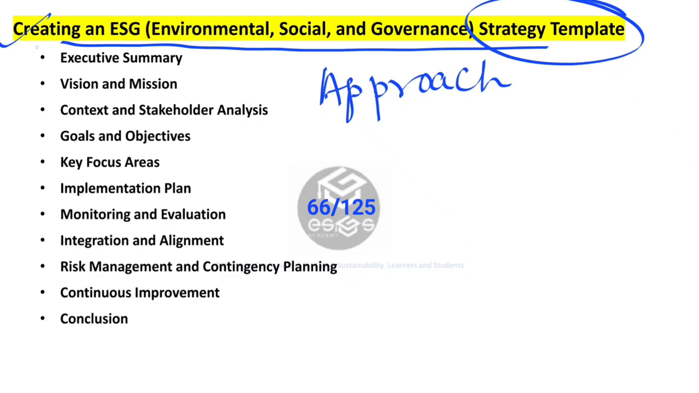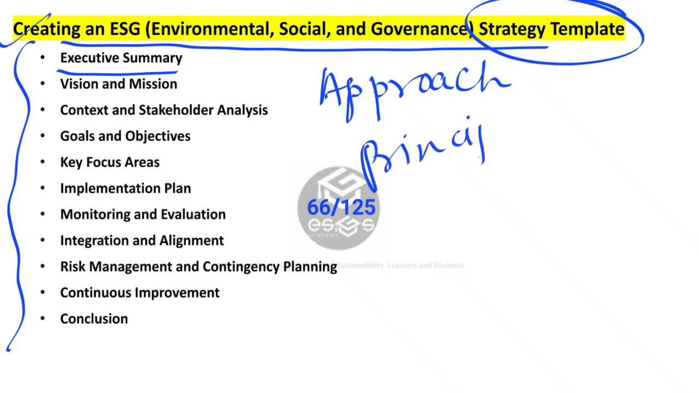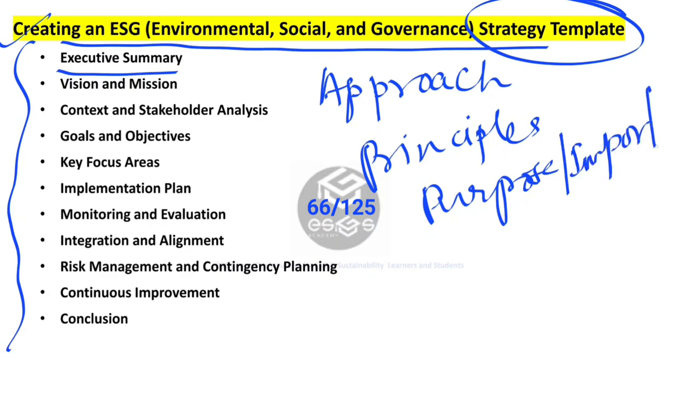Let us discuss all the components which we include in the ESG strategy and how we write this in the template. So first one is the executive summary, where we cover providing a brief overview of the organization's commitment to all the ESG principles, purpose of this strategy, and its importance to stakeholders.